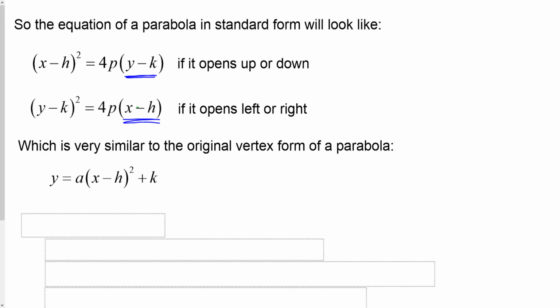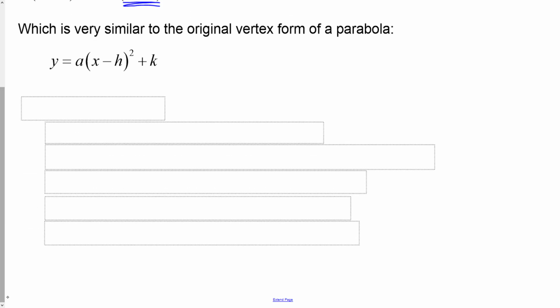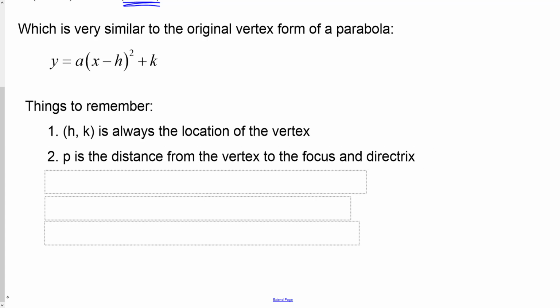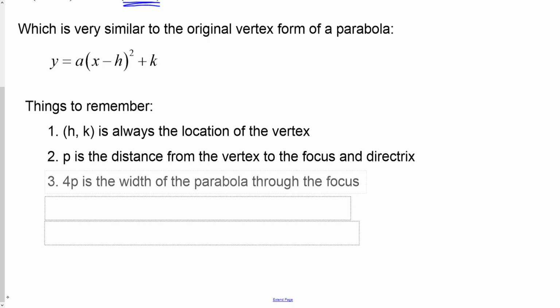As we said, it's very similar to the original vertex form of a parabola. But some things you want to remember. (h, k) is always the location of the vertex, so if you have that point, that's a great place to start. p is the distance from the vertex to the focus and to the directrix, so if you have that number, that's very handy in graphing. 4 times p is the width of the parabola through the focus.